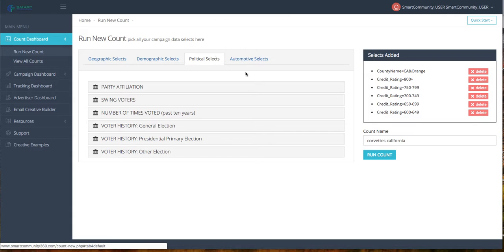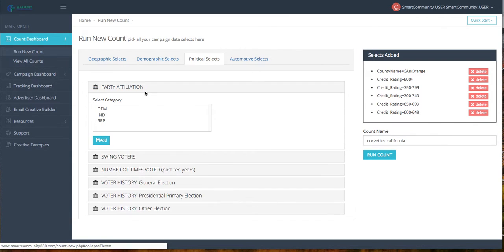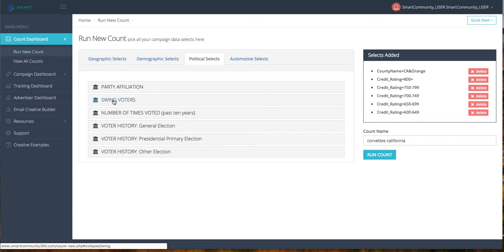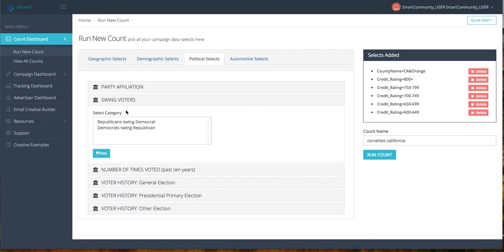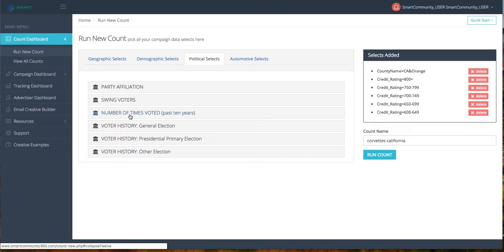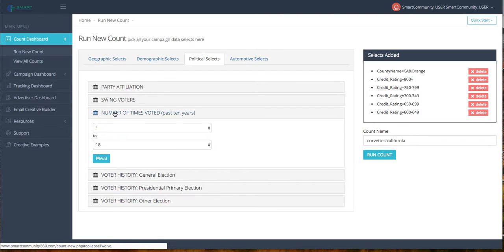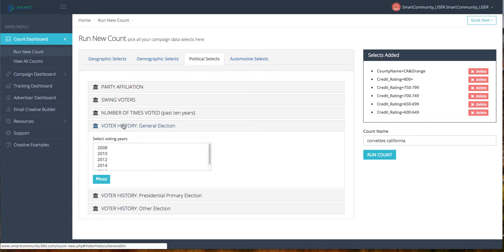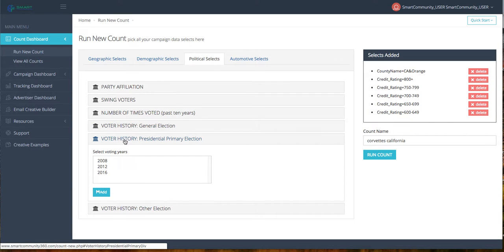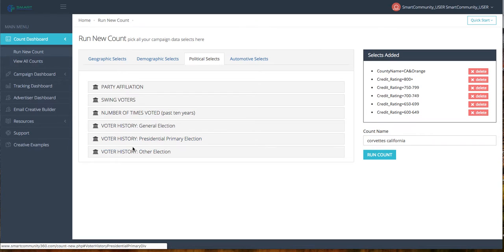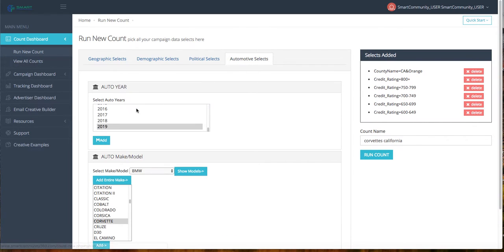The political selects is equally as exciting because we can go party affiliation, Democrat, Independent, whatever. You can see that's pretty self-explanatory. We also have a propensity score of any voter who is a Republican with a likelihood to swing Democrat, or a traditional Democrat likely to swing Republican. That'd be very interesting to people in the political space. How many times do these people vote, which shows a lot of how involved they are. Their voter history in the general election, their voter history in the presidential 2008 to 2016, all that stuff. And then we have automotive selects that we talked about when we talked to you yesterday, based on the different makes, models, and all that.